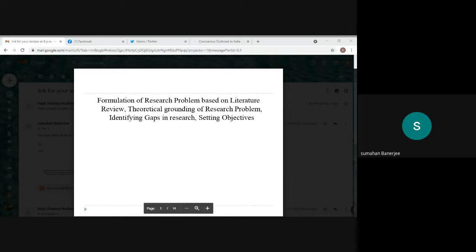The objectives may be many or maybe single. One or two objectives may be there. But whatever may be the case, it should be addressed in your study, in your work. And for that, following that objective, you have to specify the methods you are taking to fulfill these objectives.